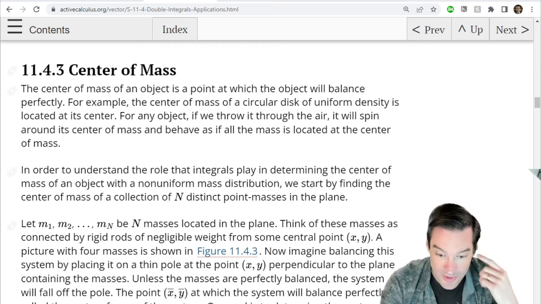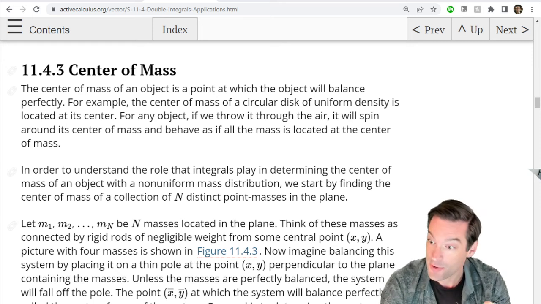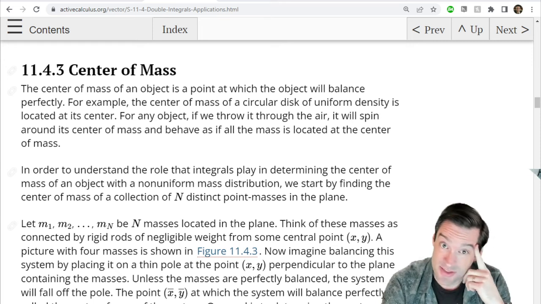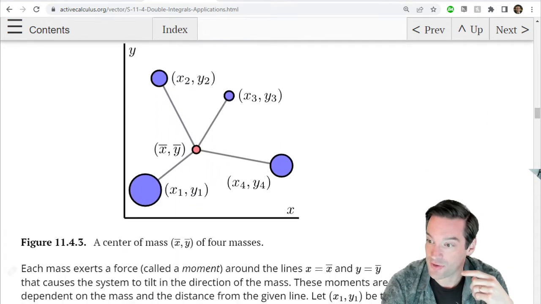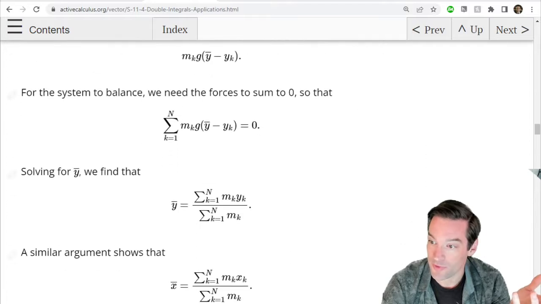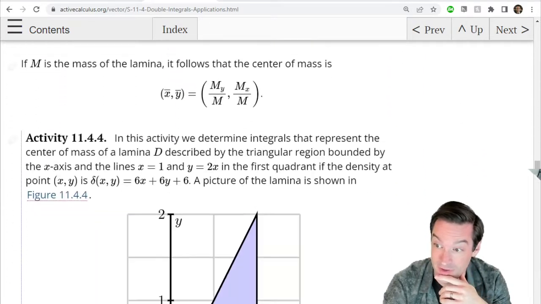So once we have double integrals that are capable of telling us the mass of a region in 2 dimensions, then it's also an interesting question to ask where is the center of mass of that 2-dimensional region. This would be the same thing as asking where would this region in 2 dimensions balance if we could balance it on the point of a pencil or something, right?